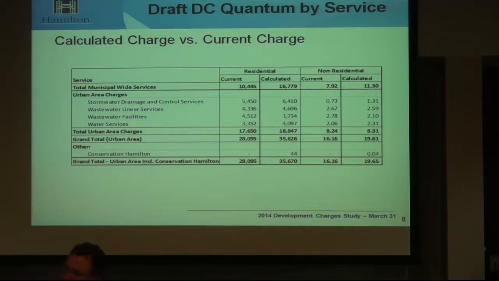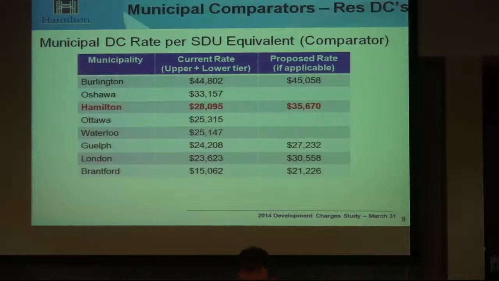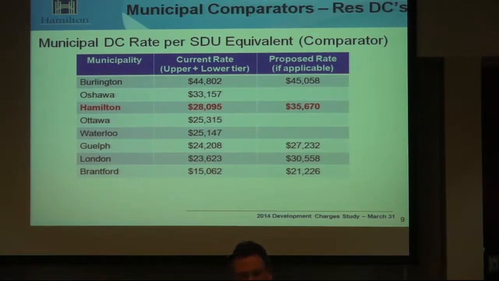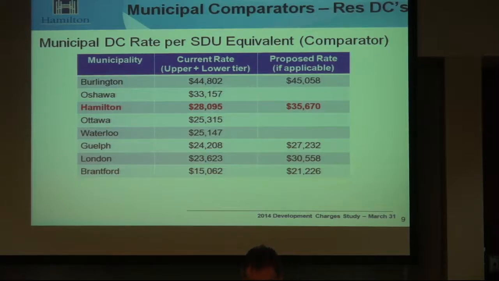If we go on to the next slide, slide 9, there we have a look at what our proposed rate is and compare it to some of our neighboring municipalities. And that third column there, the proposed rate column, includes development charge studies in other municipalities where it's a proposed rate also. It hasn't been determined that that's a final rate there. So those numbers might change. For example, if you look at Burlington, their bylaw is currently under appeal, so that rate might change. The same with Guelph, London, and Brantford.